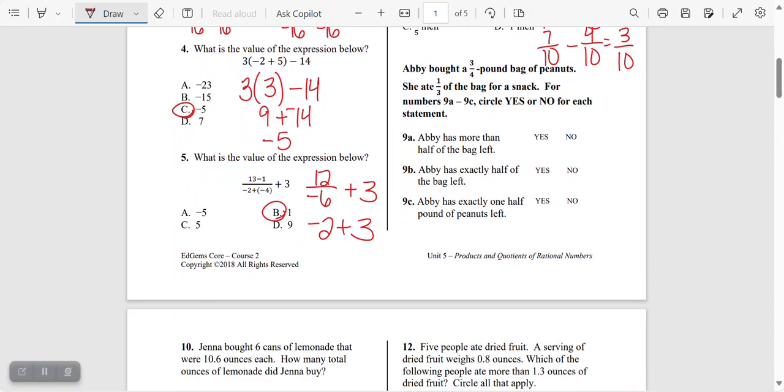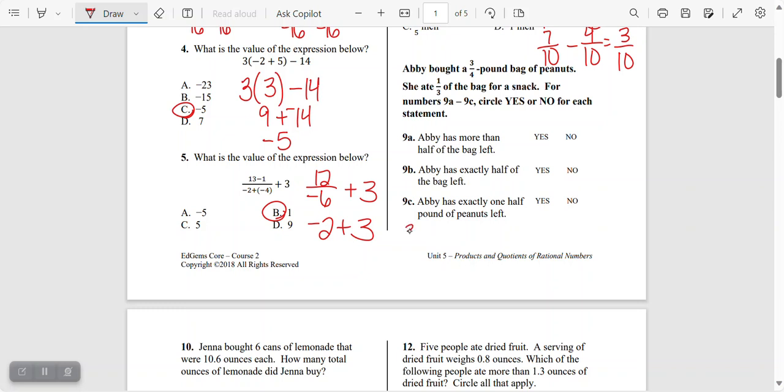Abby bought a 3/4 pound bag of peanuts. She ate 1/3 of the bag for a snack. For numbers A through C, circle yes or no. Abby has more than half a bag left. She has exactly half the bag left. Abby has exactly 1/2 pound of peanuts left.